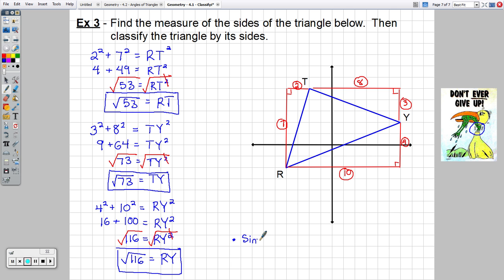So let's write that down. That'll be our last thing here. So since all the lengths, you could also say the measures of the segments, are different, and there's my symbol for triangle. So triangle TRY is scalene.